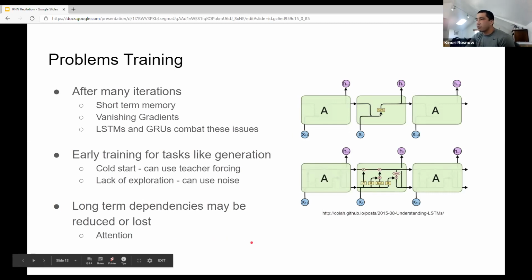So all these things have a reason, and they're trying to address their problems, right? The architecture differences are trying to address issues of short-term memory or vanishing gradients. And then we have various techniques for addressing training issues, like the cold start problem, or the RNN not exploring very much.